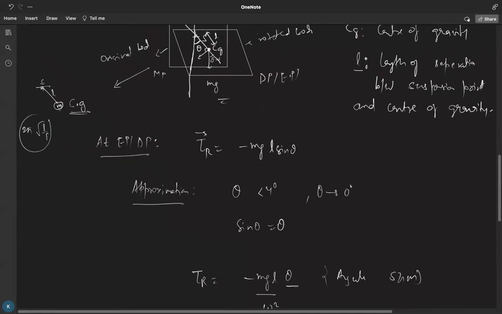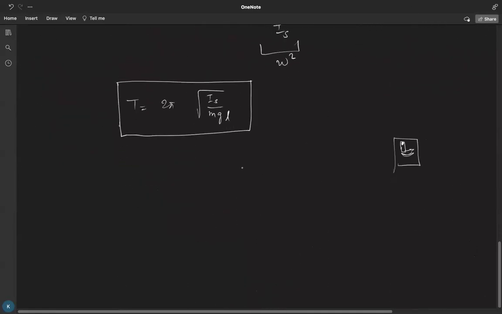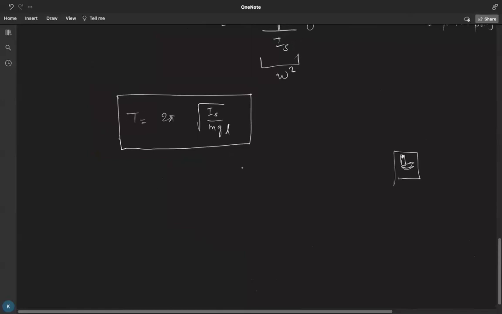The thing that you have to remember here, from the formula I derived, is that the time period for the compound pendulum is 2 pi root under moment of inertia about the suspension point divided by mgL, where L is the distance between the center of gravity and the suspension point. So this thing you have to remember. Okay, so let's move to some kind of problem here, so that it will be clear to all of you.